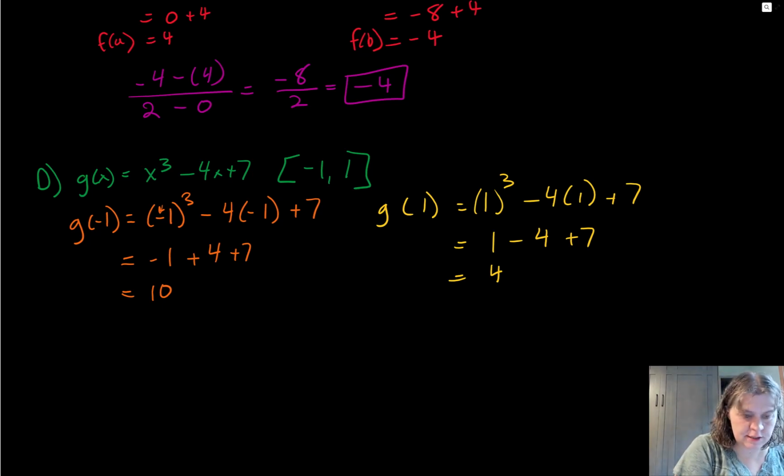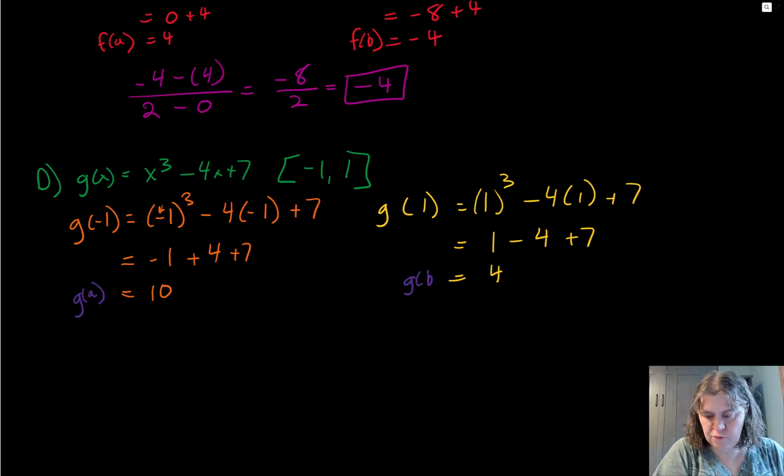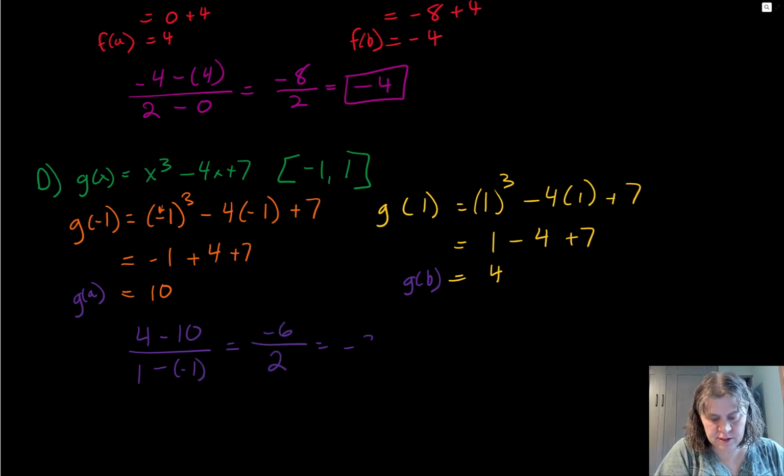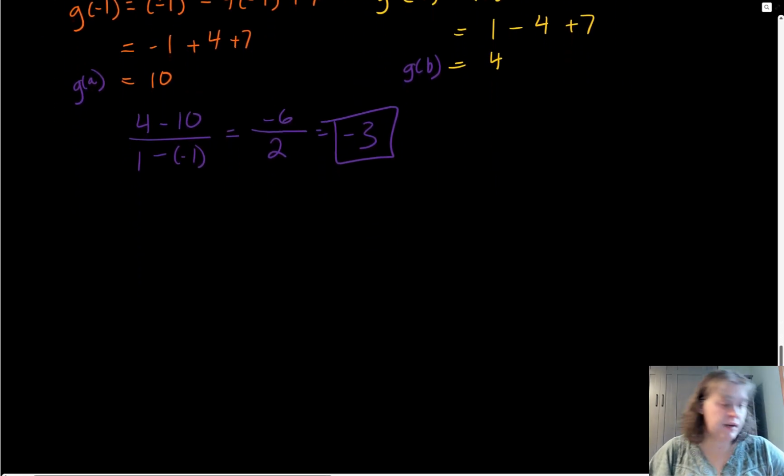There we go. So then we want our average rate of change. So this is g of A, and this is g of B. It just helps me keep things straight, because apparently I keep messing that up. So then I have 1 minus negative 1. So that'd be negative 6 over 2, which is negative 3. Boom shakalaka.